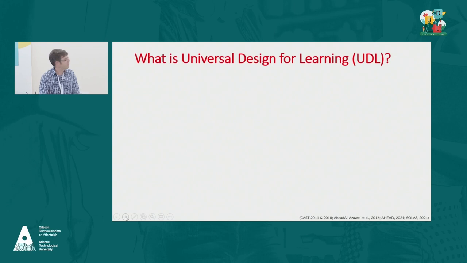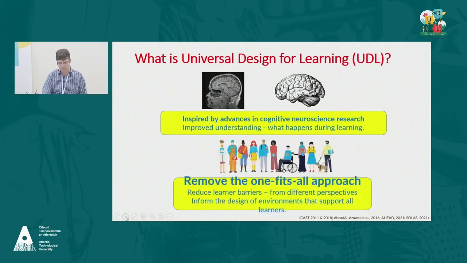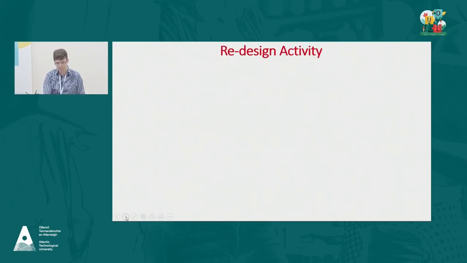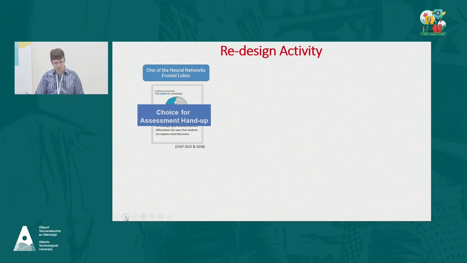So just briefly, I think everyone in the room knows what the motivation for UDL is, inspired by cognitive neuroscience research to help the understanding of what happens during learning, and it's to remove the one-fit-all approach to teaching and learning. So my redesign activity looked at multiple means of action and expression, looking at one of the neural networks, the frontal lobe. For this UDL, I was providing a choice of assignment hand-up.